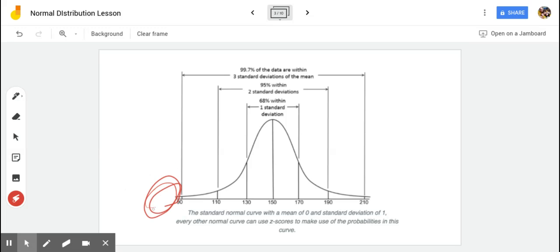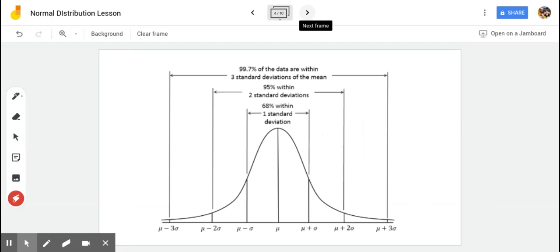But that 99.7%, so if you had 1,000 apples, 997 of them would lie between 90 and 210. It's interesting though that after a sample of 1,000, you will get really, really big and really, really small. It's just the law of the normal curve.